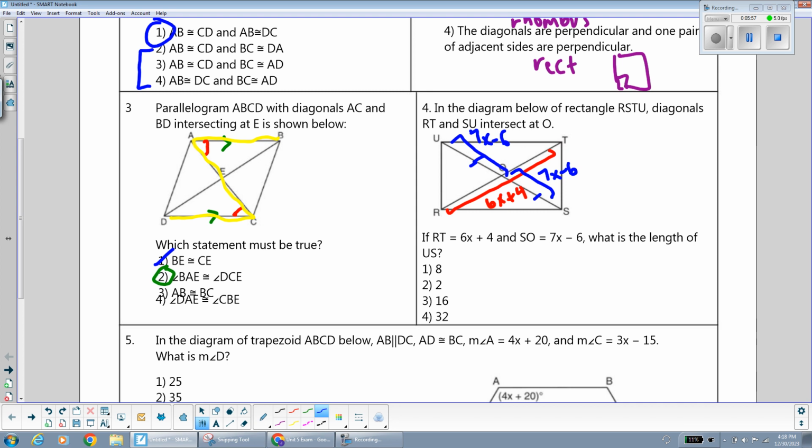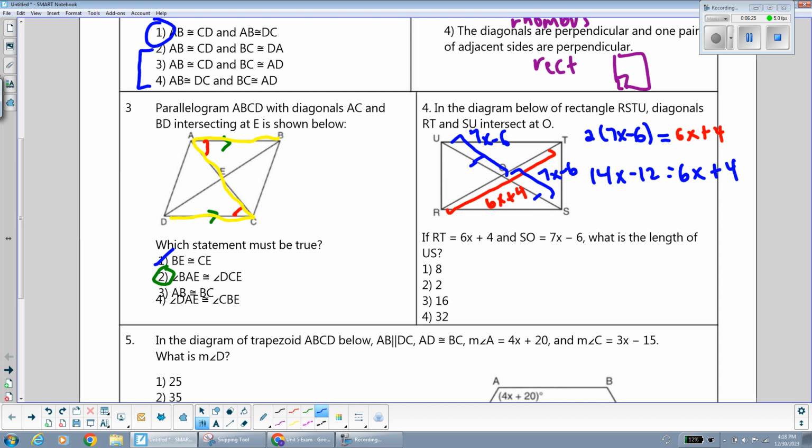And I do know that the diagonals are congruent to each other in a rectangle. So I can make an equation that says the whole diagonal US, so double the 7x minus 6 because it's happening 2 times to make the whole diagonal, is equal to the other whole diagonal, which is 6x plus 4. We can really quickly solve this equation. We have 14x minus 12 is equal to 6x plus 4.